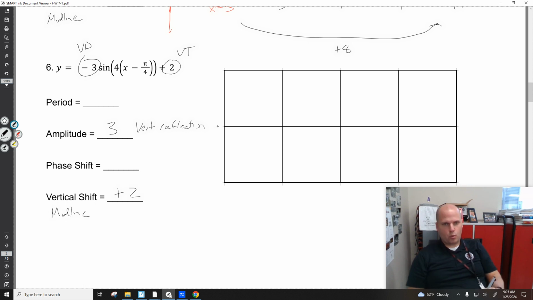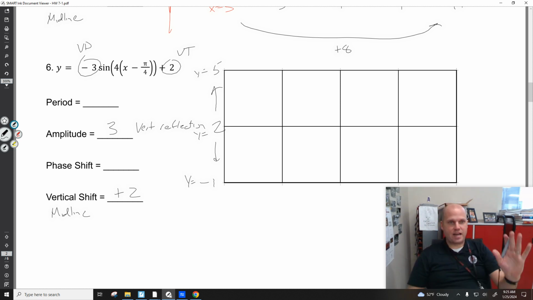Let's just do the y's. I have my midline shift, my amplitude up 3, down 3. I'm going to go down to -1. I'm going to go up to 5. Cool. Good start. If you want to graph right now, you can.